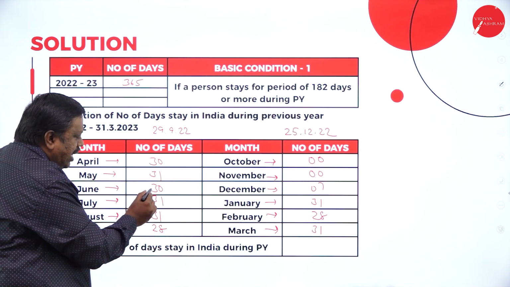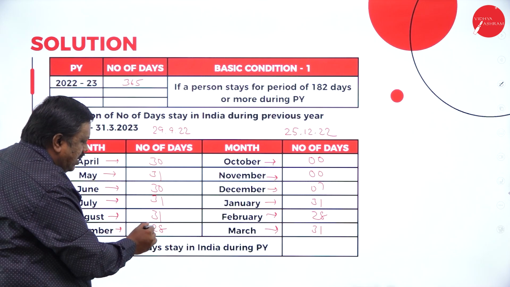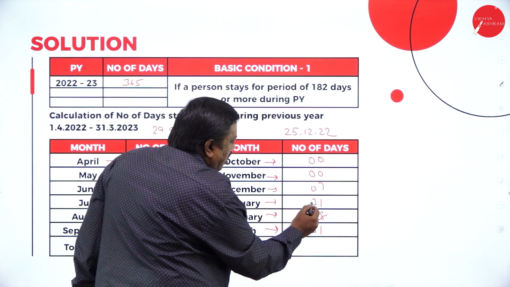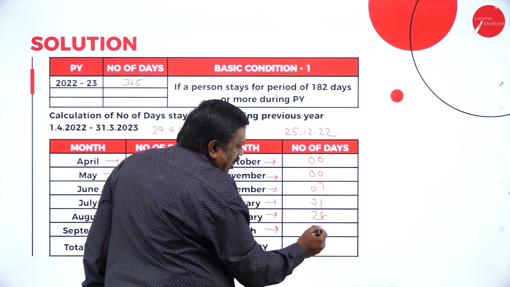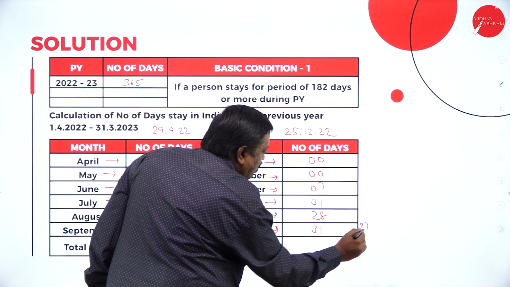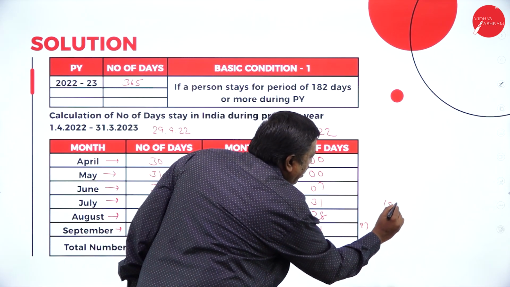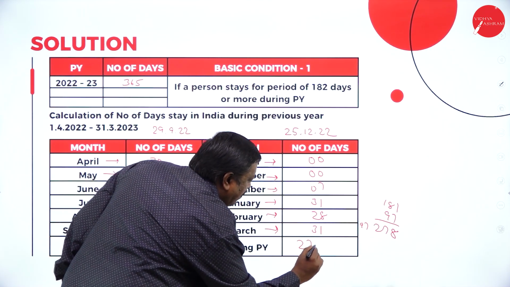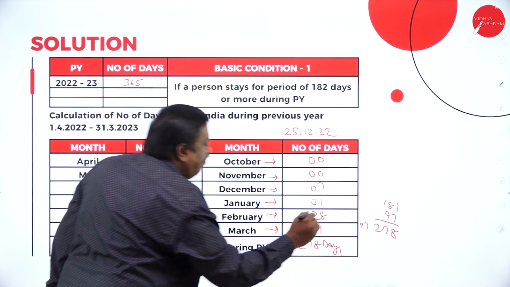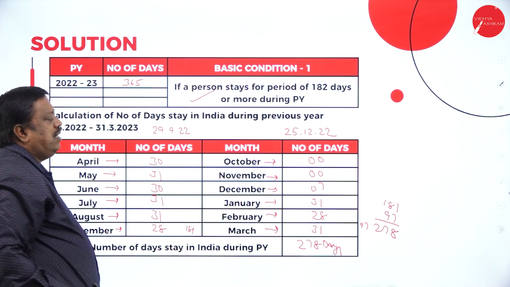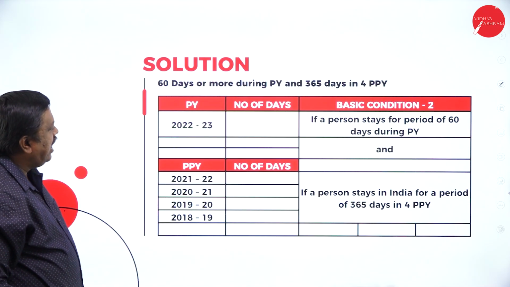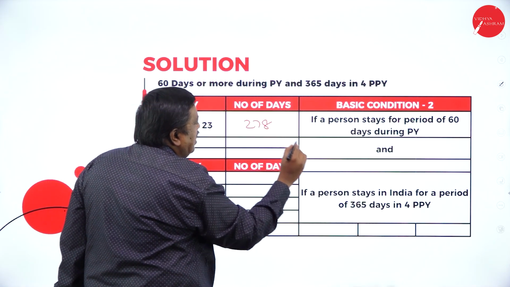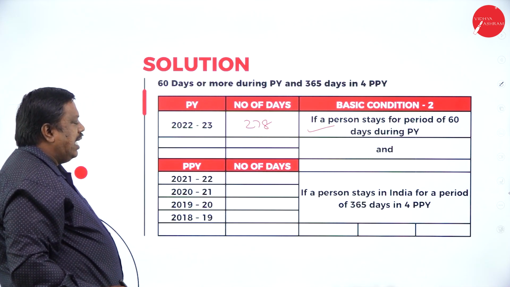30, 60, 90, 120, 150, 170, 181 days. Then 30, 50, 80, 90, 97. So 181 plus 97 will be 278 days during the previous year. So I've satisfied my first basic condition. What is my second basic condition? 60 days. How many days have I stayed here? 278 days. So I've satisfied the basic condition.